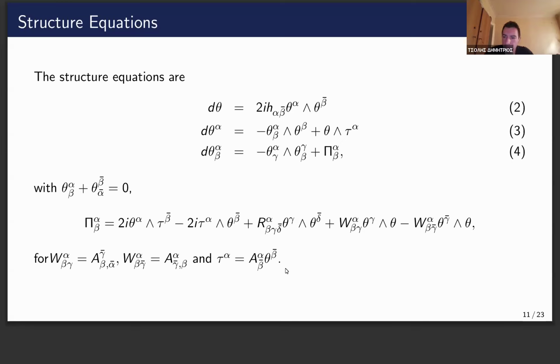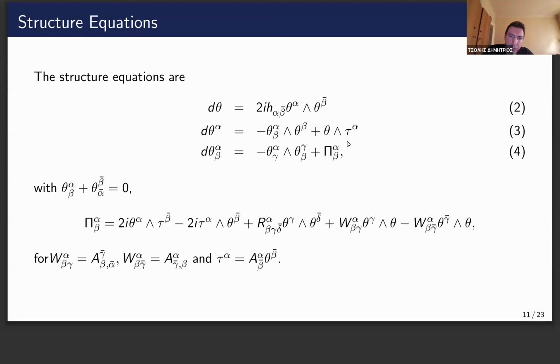Now let's move to the structure equations. Remember, we just talked about the Riemannian case. Here they're very similar, but we have this twist, the torsion, which is an extra term. So let's see exactly how this looks. First of all, we have this contact form, and we have a derivative of this contact form. It's just this thing, 2i h_{αβ̄} of this wedge product. And this is essentially just the derivative of the contact form.